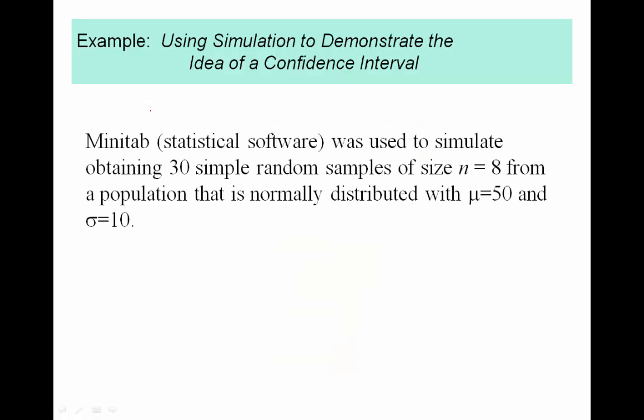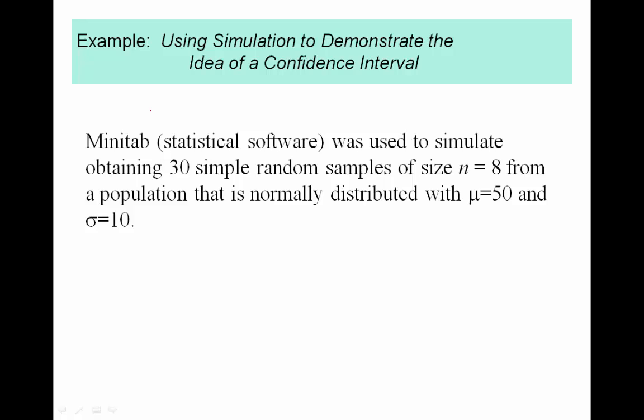Minitab was used to simulate obtaining 30 simple random samples of size n equal 8 from a population that's normally distributed with a population mean of 50 and a standard deviation of 10. What we're doing in this example is trying to justify that what we're saying about the 95% confidence intervals and the 99% confidence intervals is really true.